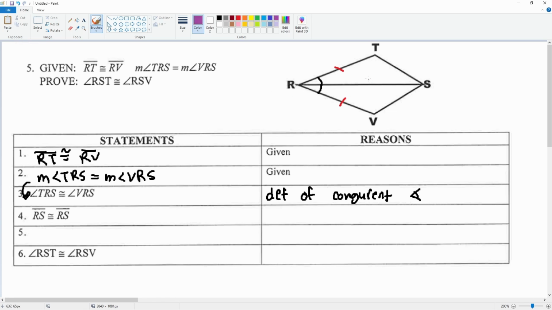Then we have RS is equal to RS. This is by the reflexive property. This is a side. This was an angle, and this was a side. So the triangle is congruent by side, angle, side. You can go triangle TRS is congruent to triangle VRS. Then the parts RST is congruent to RSV by CPCTC.